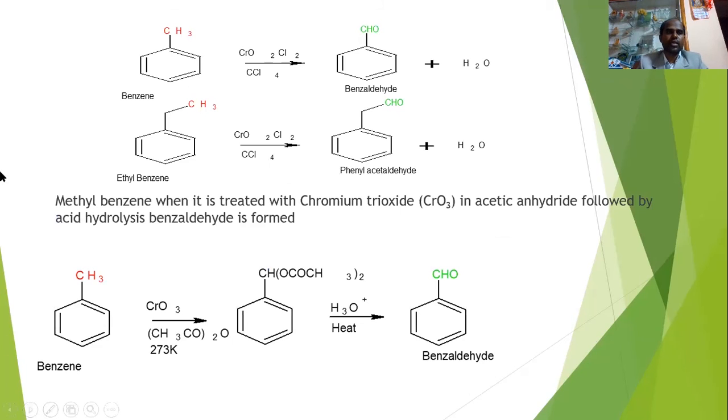So this is one example. The example is toluene. This toluene, when it is treated with CrO2Cl2, the chromyl chloride, and CCl4 as the reagent solvent, will react with this hydrogen, converting CH3 into CHO. This is the conversion of toluene to benzaldehyde, and this reagent is chromyl chloride, and this conversion is called Etard reaction.